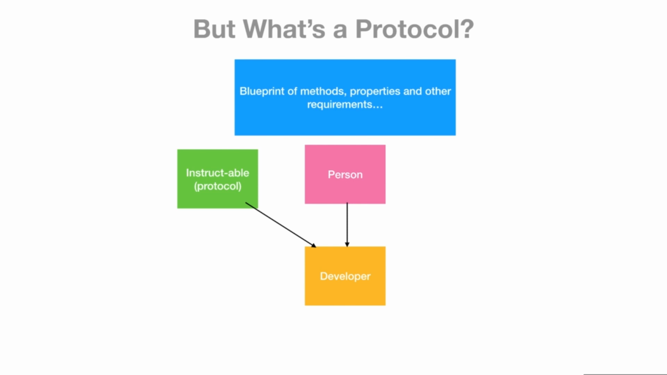It's like a contract that says, okay, if you conform to me, if you want to be me, then you have to do these things. A developer, in order to become a developer, has to be instructable. Instructable, as a protocol, as a blueprint, will have properties, methods, and so forth that anybody who conforms to it must abide by, almost like a law. Okay, that's what a protocol is.